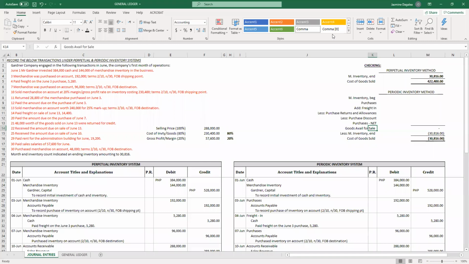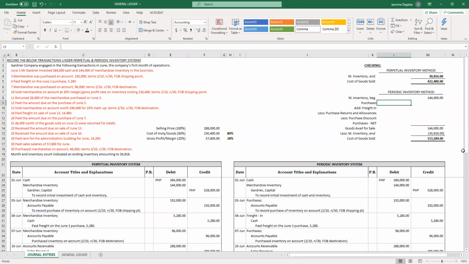Okay? So given din sa problem na month end inventory count indicated an ending inventory of 30,816. Okay? So let's plot the beginning inventory. Magkano yung beginning inventory nyo? 144,000, which is the initial inventory.